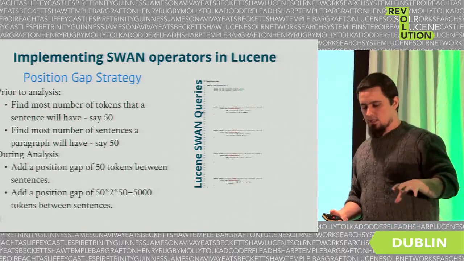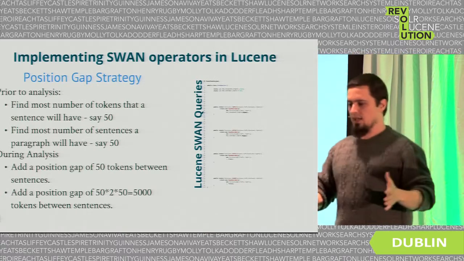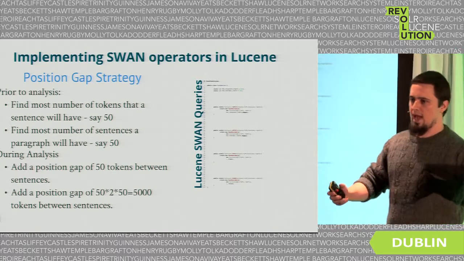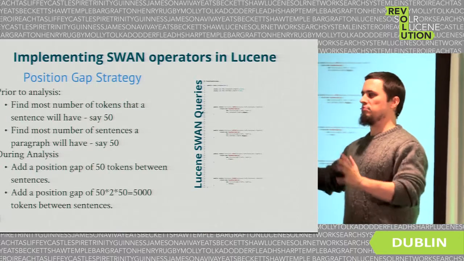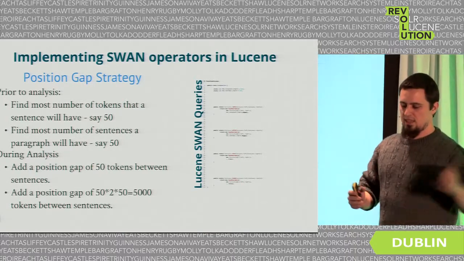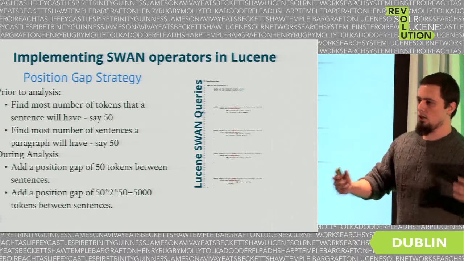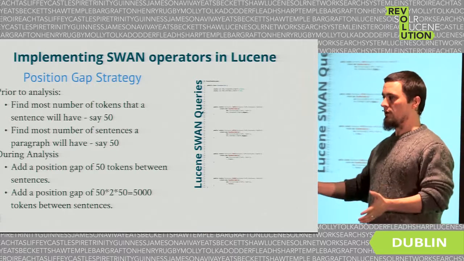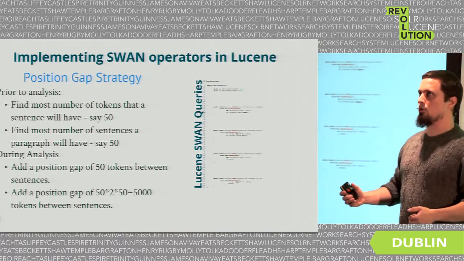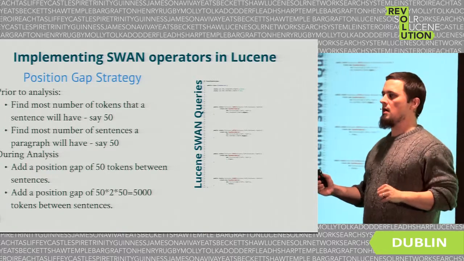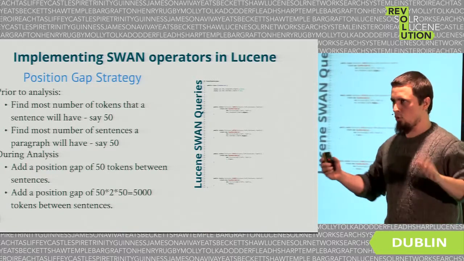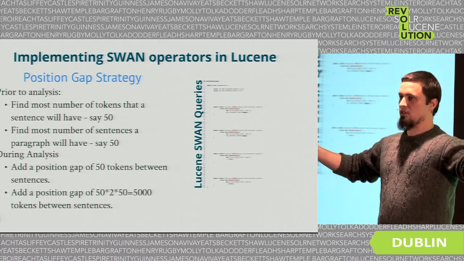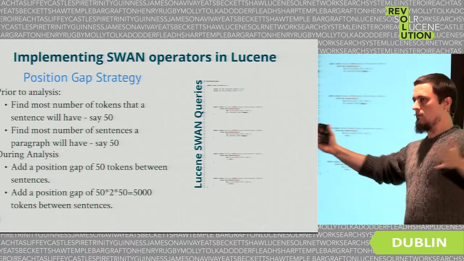During analysis, we're going to suck in the text, detect the sentences, and every time we get to a period, simplistically, we artificially add 50 blank tokens. So the position gap is 50. Every time we get to something that indicates a new paragraph, we artificially add a position gap of 500. What we're doing is ensuring that if I want to look within the same sentence, all I have to do is look for a query within 50 tokens of each other, and by default that shouldn't ever overlap two sentences.